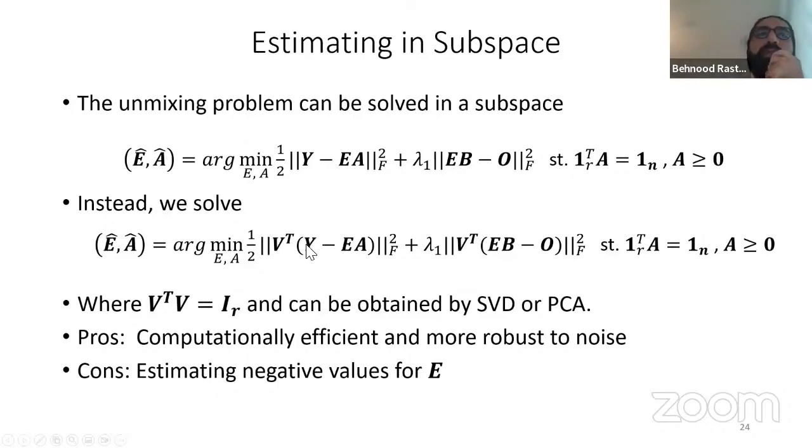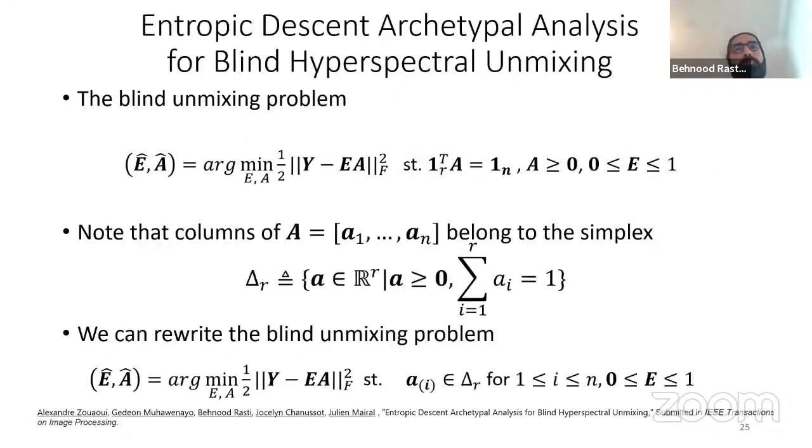But there is a disadvantage when you solve your problem in a subspace: you may end up with a negative value for your end members, particularly in a noisy scenario or when there is a lot of nonlinearity involved in your data.